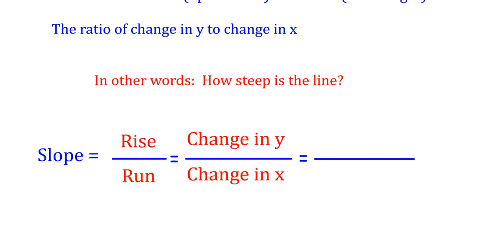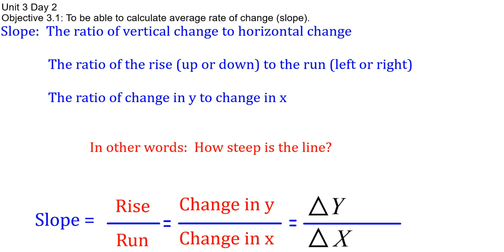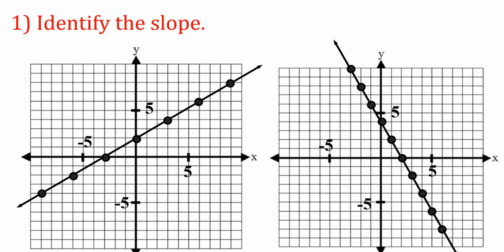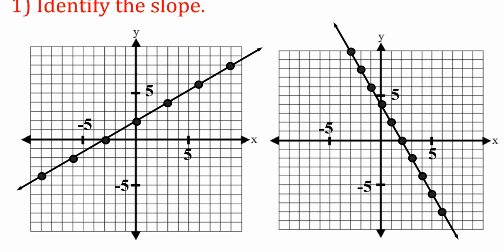And we have notation that also represents the change in y and change in x, which is delta, so it looks like a triangle. So this is the change in y over the change in x. So with that in mind, we want to practice identifying some slopes, okay? And we've got our 3 representations here. So let's take a look at a couple of graphs and see if we can find the slope.